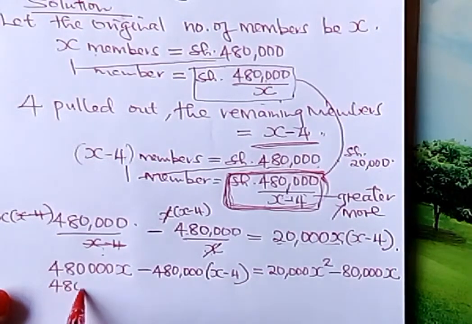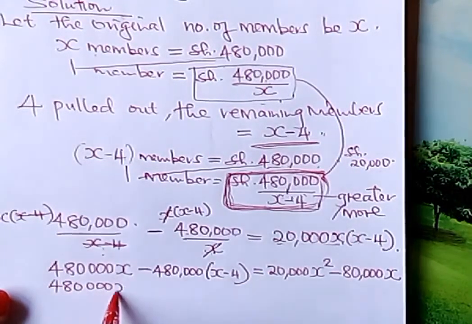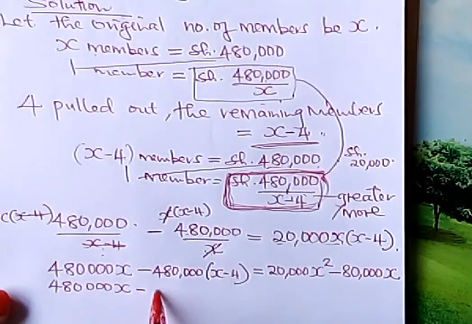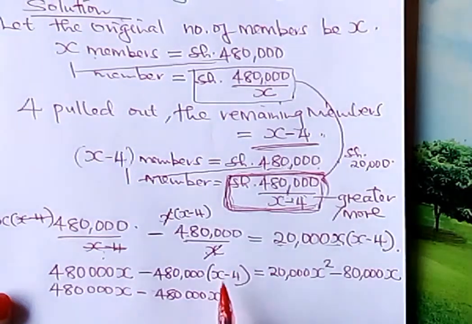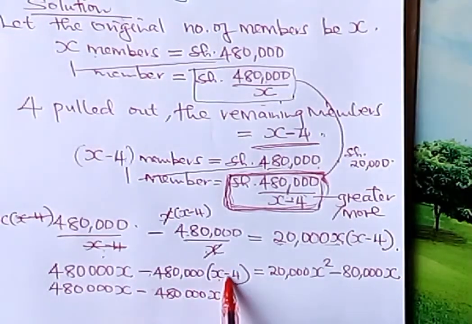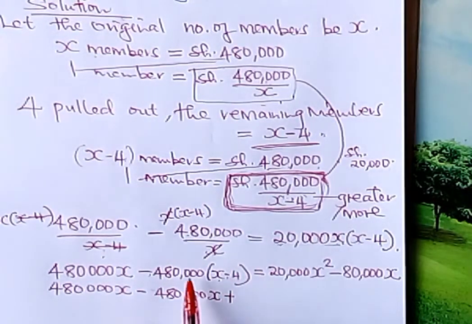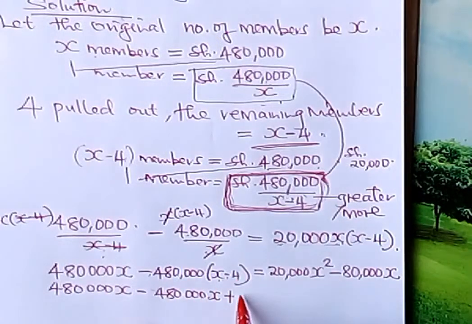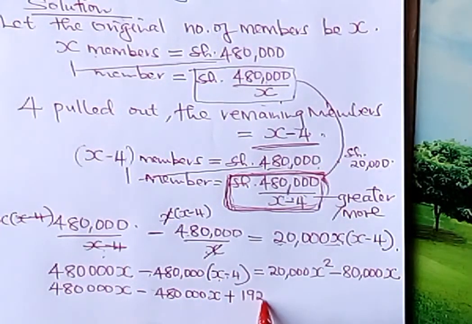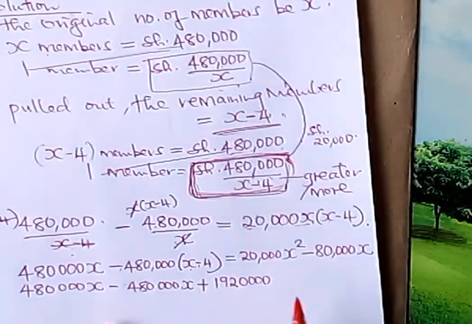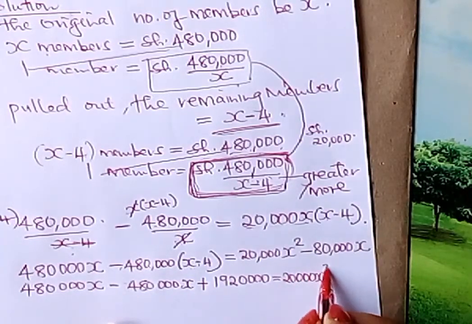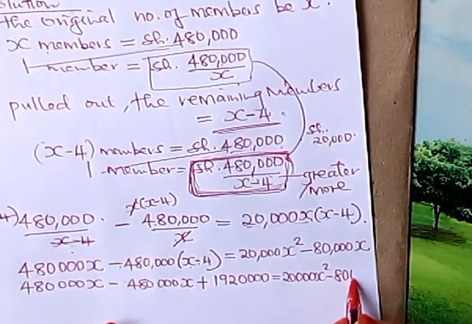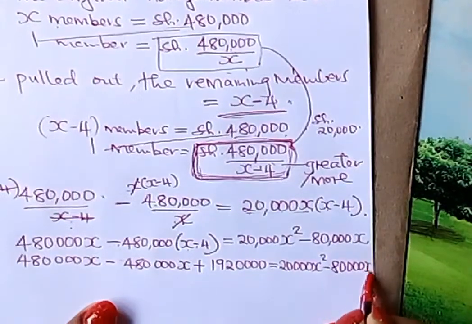We remove this bracket here. We talk of 480,000 x minus, multiply here, 480,000 x. Minus times minus gives you plus. Plus what? Multiply this, you will get 192 with 4 zeros. Like that. Is equal to 20,000 x squared minus 80,000 x.